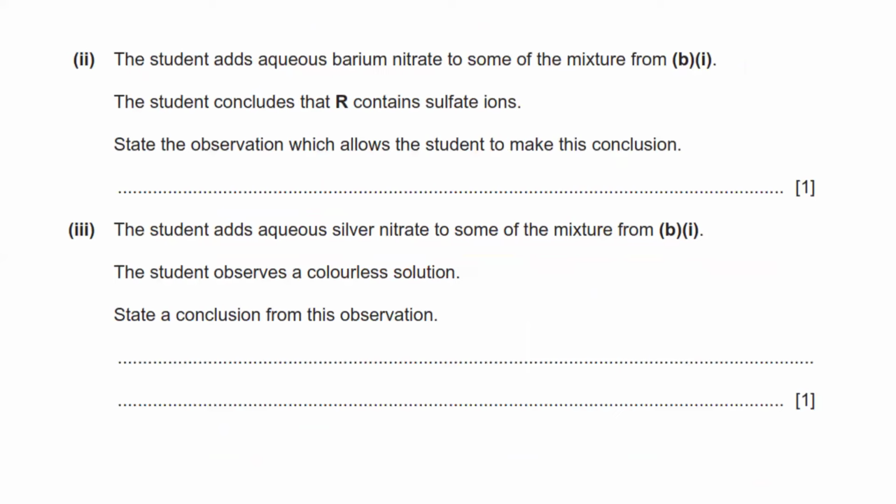Then part two, it says the student adds aqueous barium nitrate to some of the mixture in part B1. The student concludes that R contains sulfate ions. State the observation which allows the student to make this conclusion. Observation again, at the end of your exam booklet, there's a test for sulfate ion. It basically says that when you add barium nitrate, a white precipitate is formed. So just simply write white precipitate is observed.